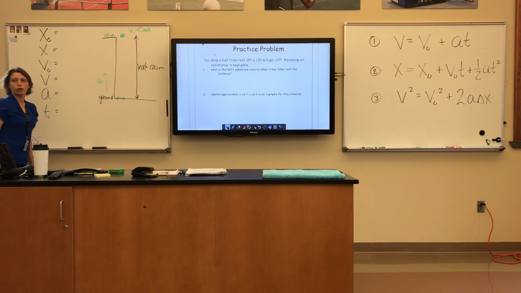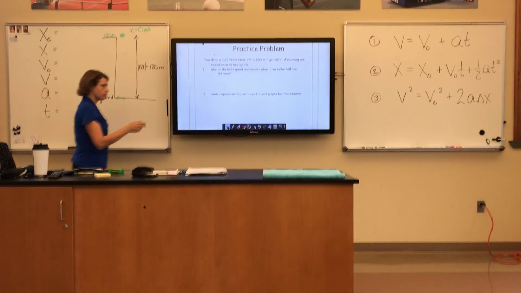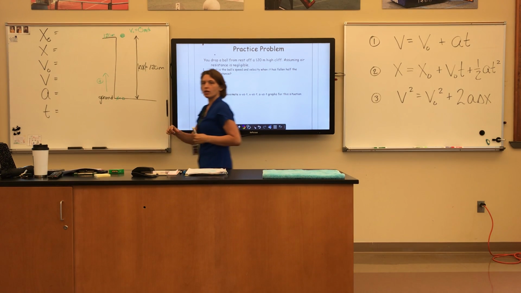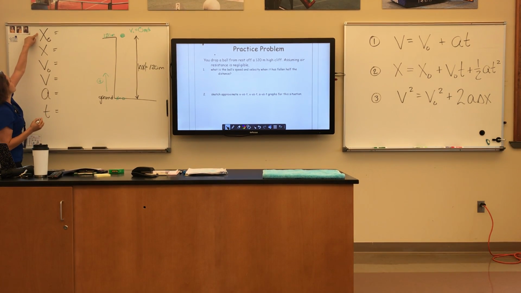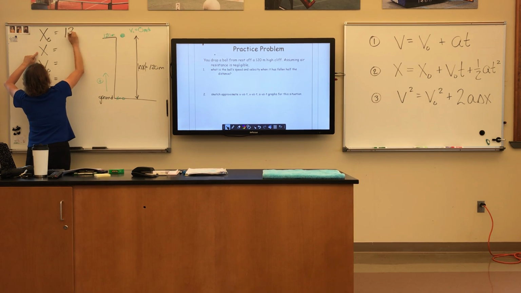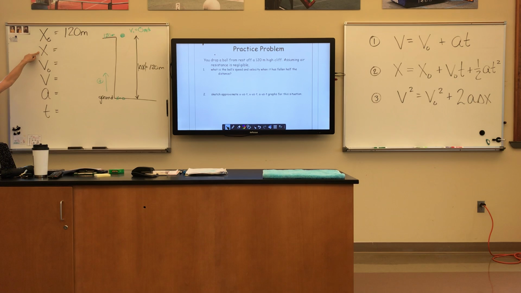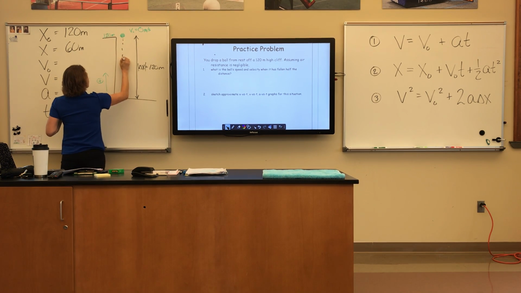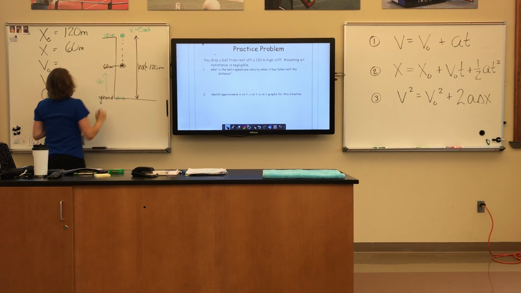Do we want to change our coordinate system? Are you guys happy with the coordinate system we established already? Leave it the same. Okay. What values do we still know? We still know the initial and final position. Initial is still 120 meters, but what's our new final position? About 60. 60 meters, because I want to know about the object when it is here, at 60 meters.